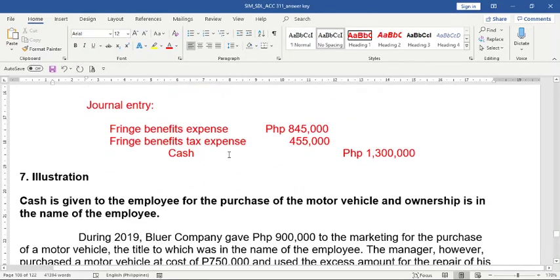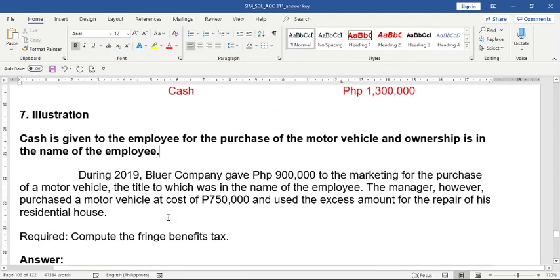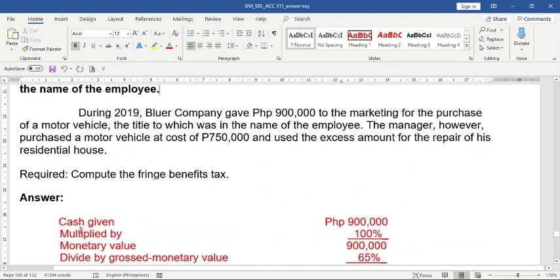Next, illustration. Cash is given to the employee for the purchase of the motor vehicle, and the ownership is in the name of the employee. So, there's transfer of ownership. We gave 900,000 to the marketing manager for the purchase of a motor vehicle. The title will be in the name of the employee, the manager. The manager, however, purchased a motor vehicle at a cost of 750,000. The excess was used for the repair of the residential lot. Compute the fringe benefit tax.